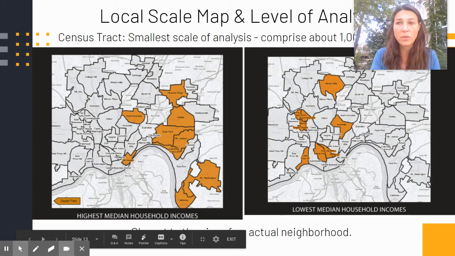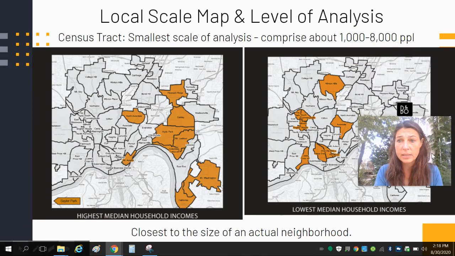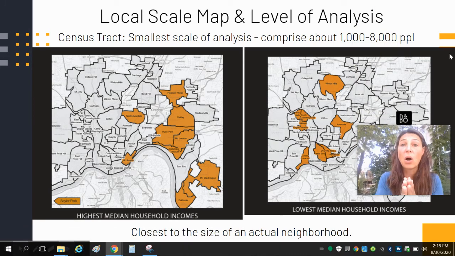And again, just worth a mention here that the smallest scale of analysis is the census tract. Think of the census tract as what's happening in a particular neighborhood, the tiniest you can get.